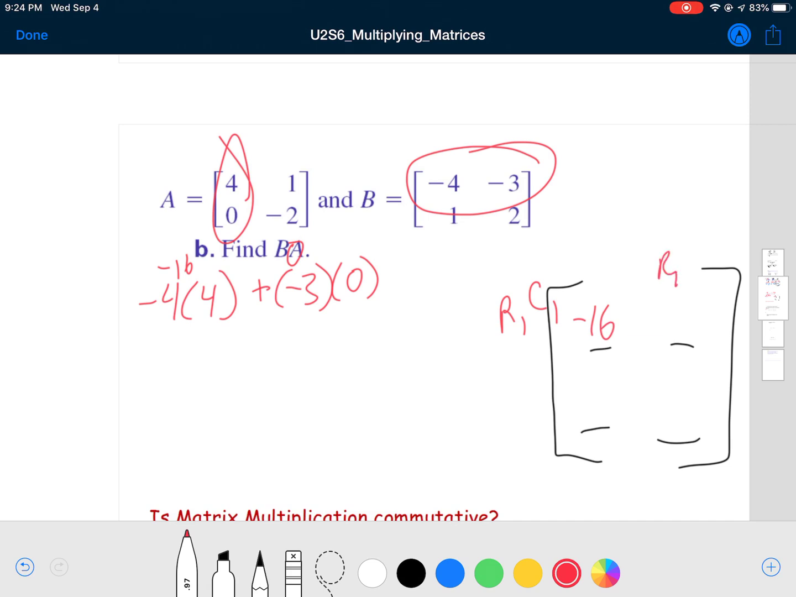Then row 1, column 2. So I'll stick with row 1 from matrix B. And the reason why I'm picking B first is because it's B and then A. Okay.